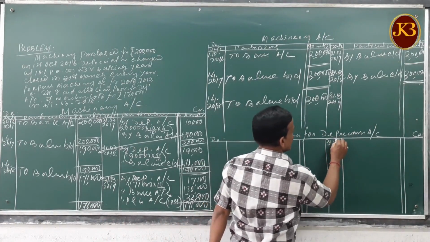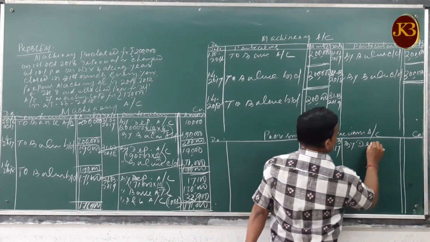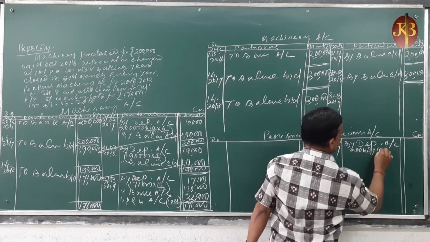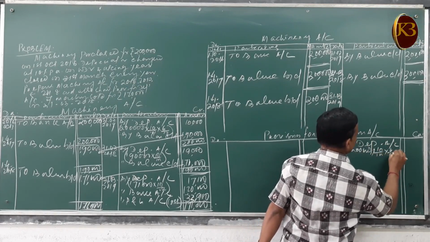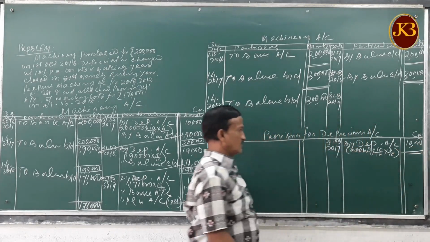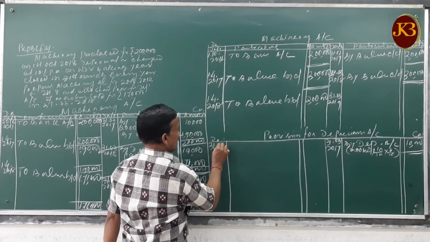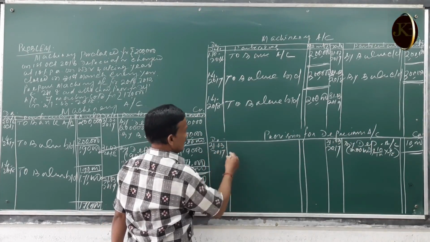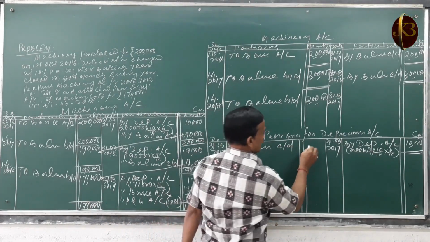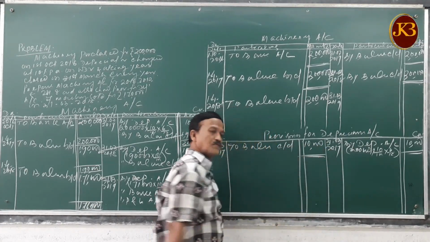That is 31st March 2017, by depreciation account. That is 2 lakh into 10% into 6 by 12. That is 10,000. So this is the first year depreciation, 6 months. So 31st March 2017, to balance carried down, that is 10,000. So this is first year.